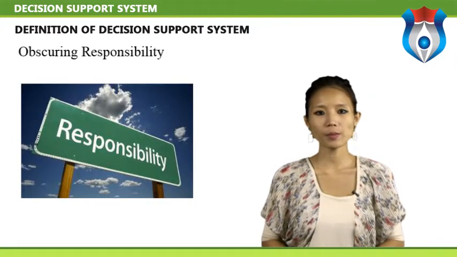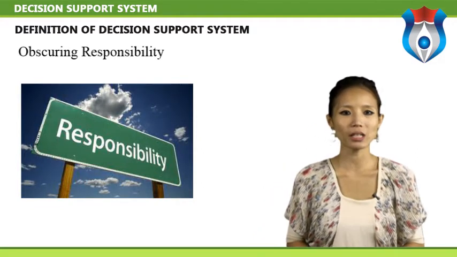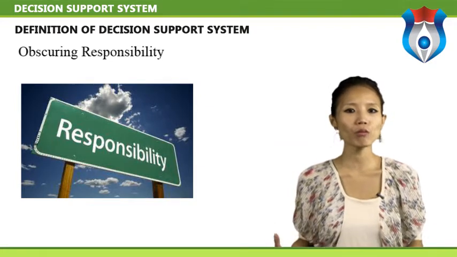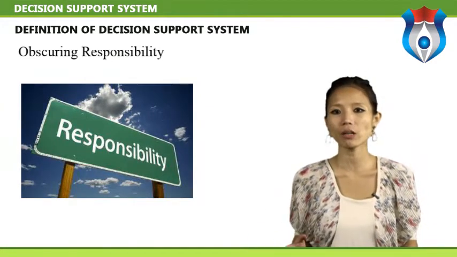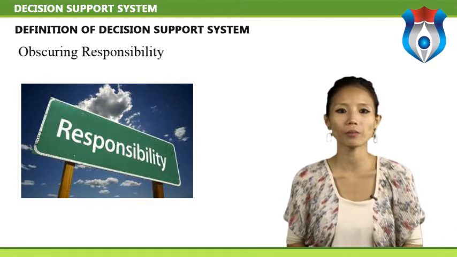Obscuring responsibility. Some users may deflect personal responsibility to DSS. Users may need to be constantly reminded that the computerized DSS is an intermediary between the people who build the system and the people who use the system.